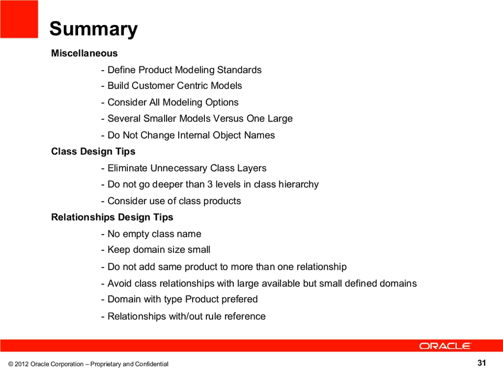The other tips are keep your domains always small if possible. Don't add the same product to more than one relationship. Whenever possible, define domains with the type product. And if possible, simply divide up your relationships in relationships with and without rule references.